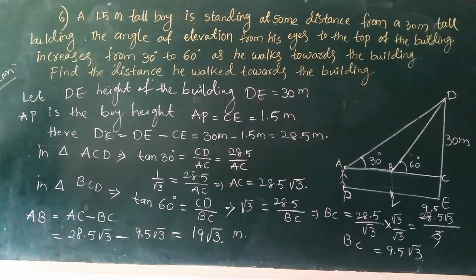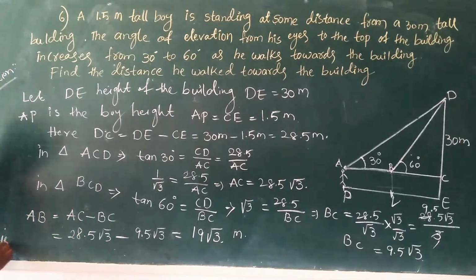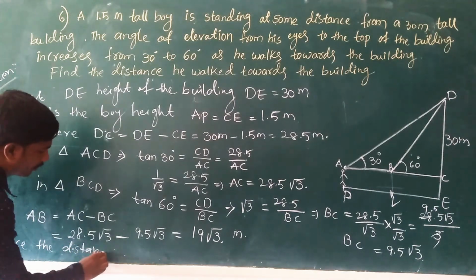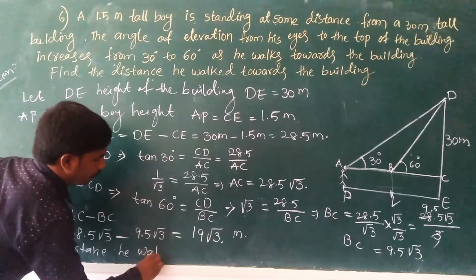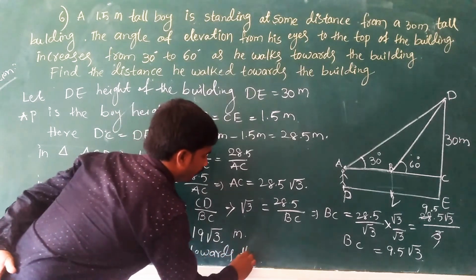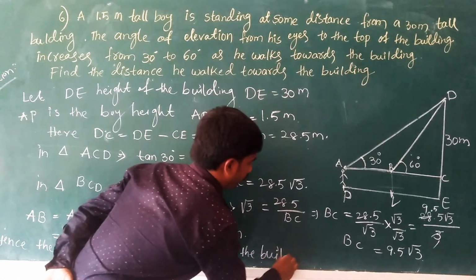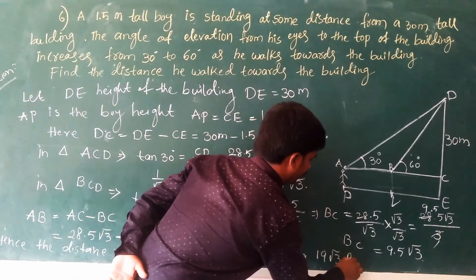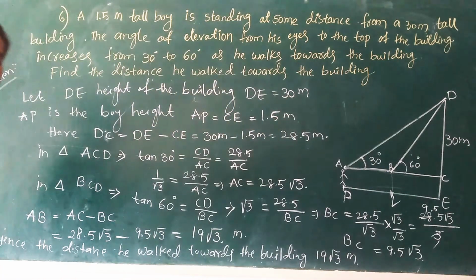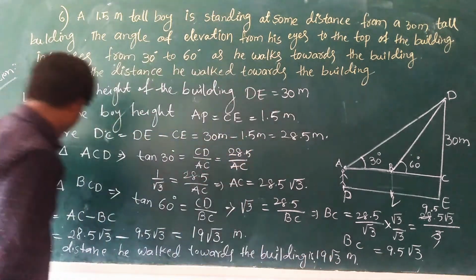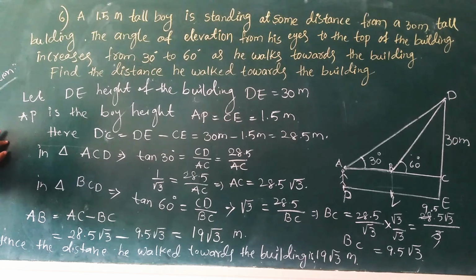So finally, hence the distance he walked towards the building is 19 root 3 meters.